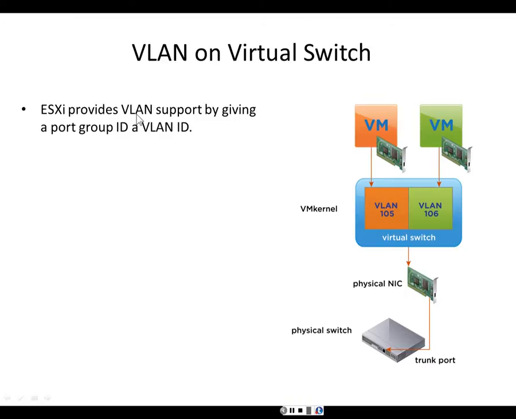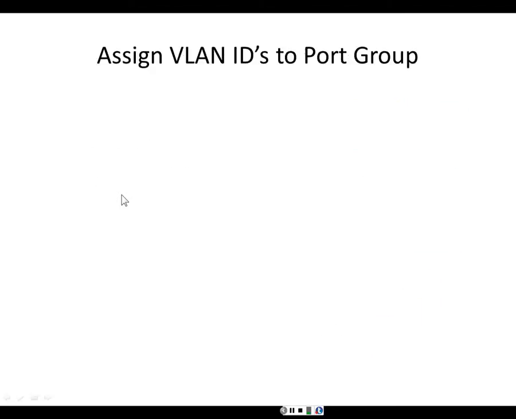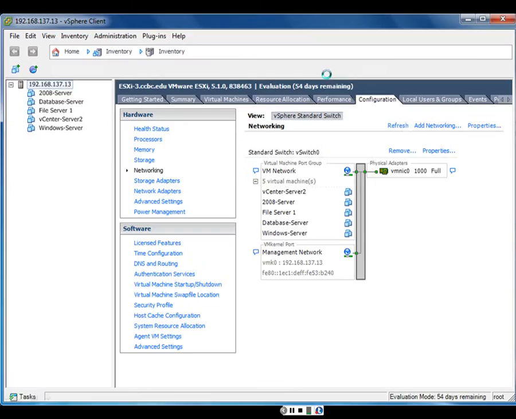ESXi provides VLAN support by giving a port group ID a virtual LAN ID. So let's do that. What we do is we create a port group, we add the virtual machines to the port group, and then we assign a VLAN ID. Let's assign a VLAN ID to a port group to segregate that port group.